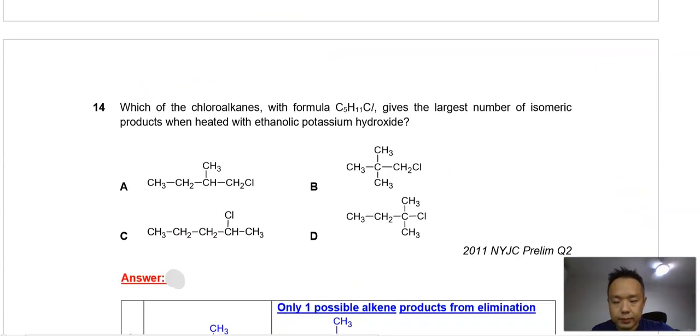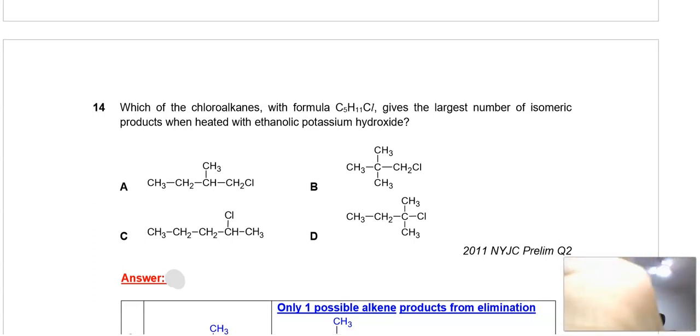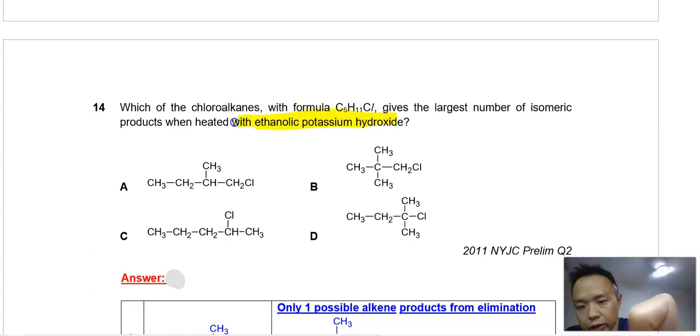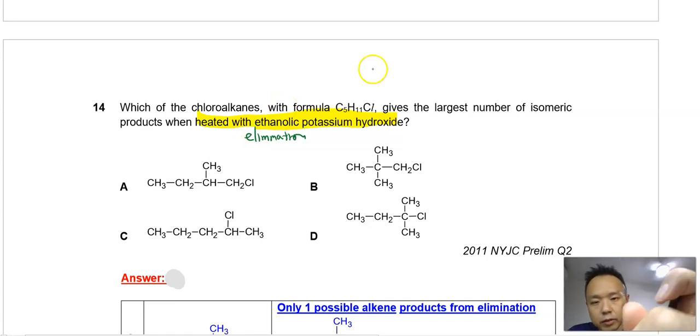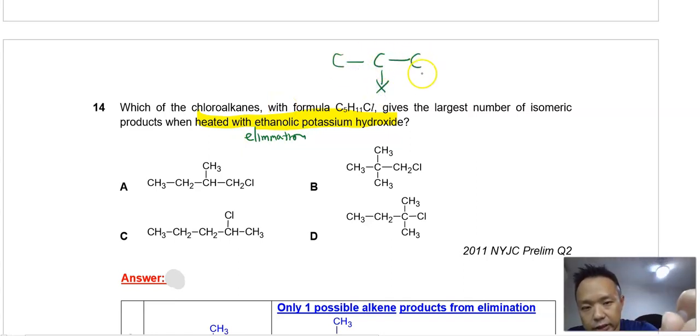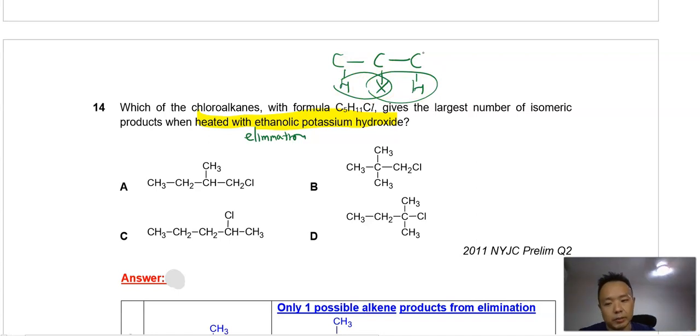Question 14. Which of the chloroalkanes with formula C5H11Cl gives the largest number of isomeric products when heated with ethanolic potassium hydroxide? When you look at heated with ethanolic potassium hydroxide, we are looking at elimination. Recall, I look at the C-X, and I need to look for adjacent carbons with hydrogen. So there are multiple ways to remove. You need to consider all possible ways.